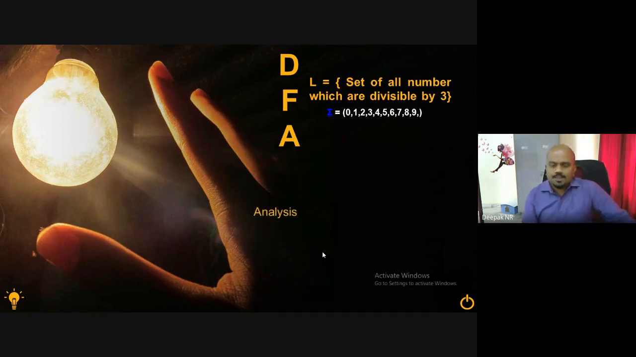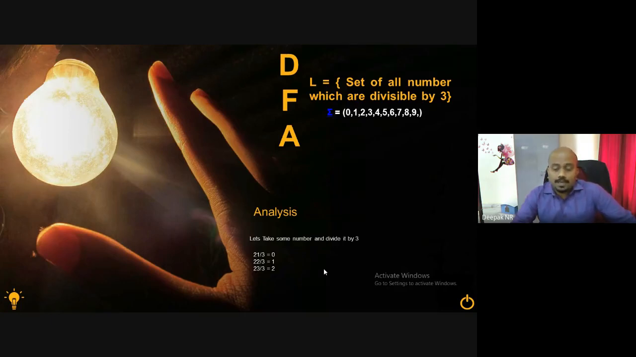Okay, let me start analyzing how exactly to construct the given DFA. First, let me take some numbers and start dividing them by 3. Let me take some random numbers like 21, 22, and 23. If I divide 21 by 3, my remainder will be 0. If I take 22, the remainder will be 1. If I take 23, the remainder will be 2.